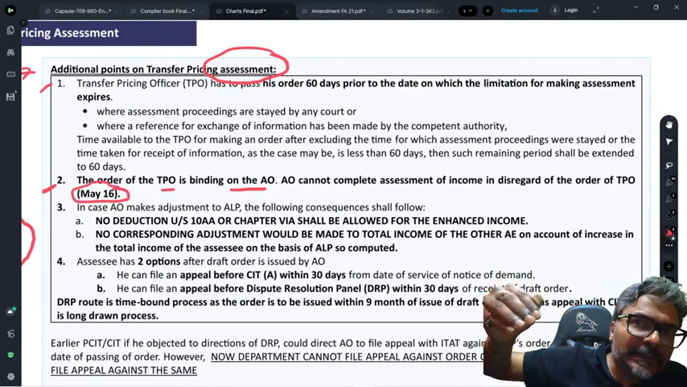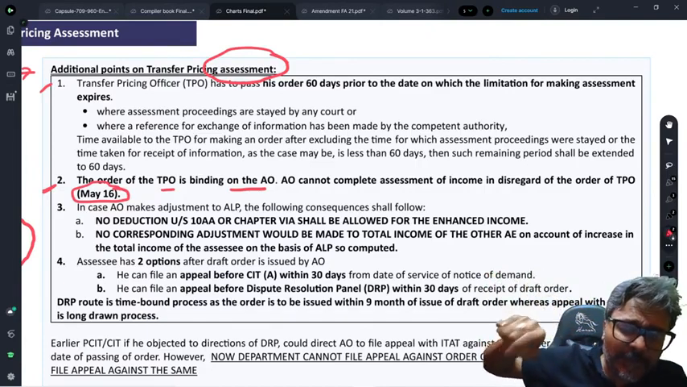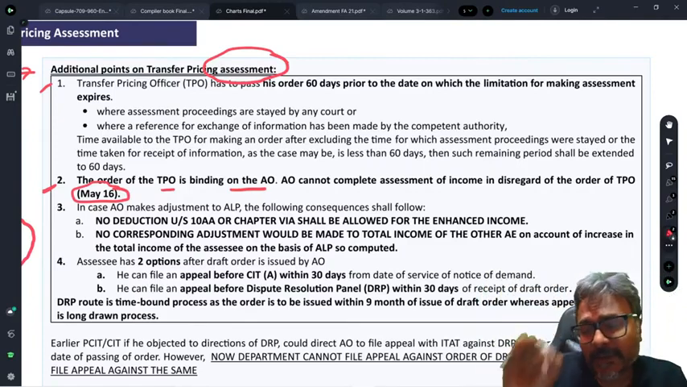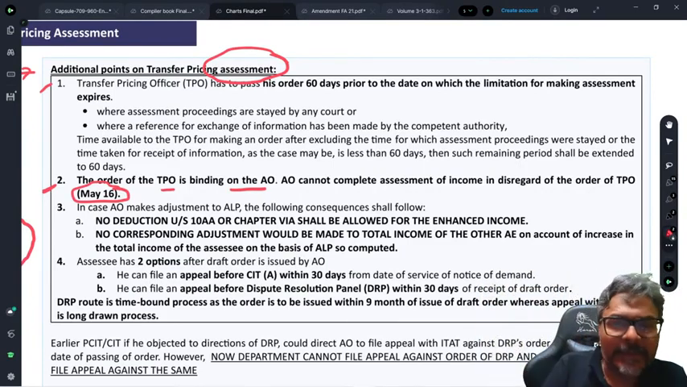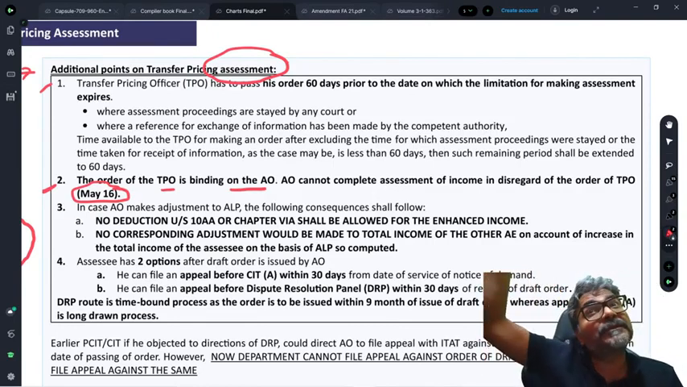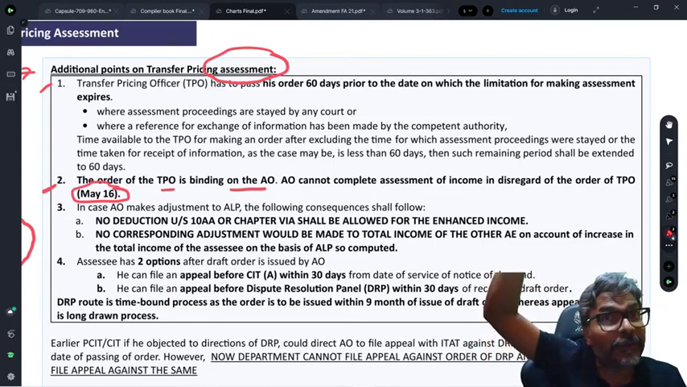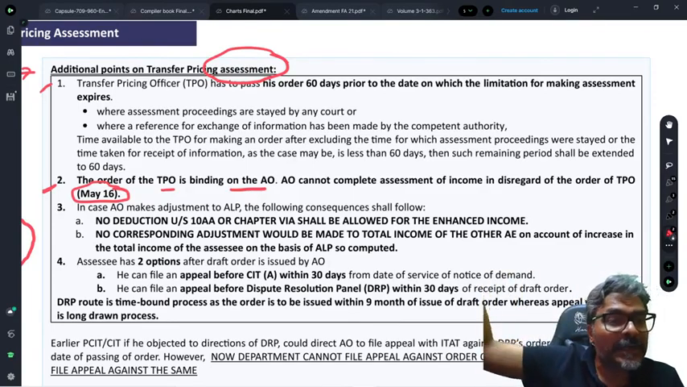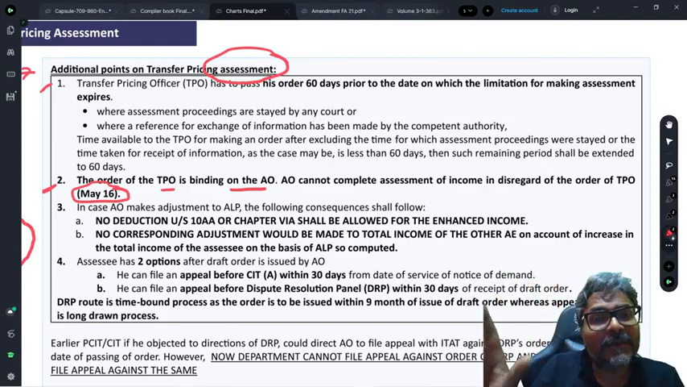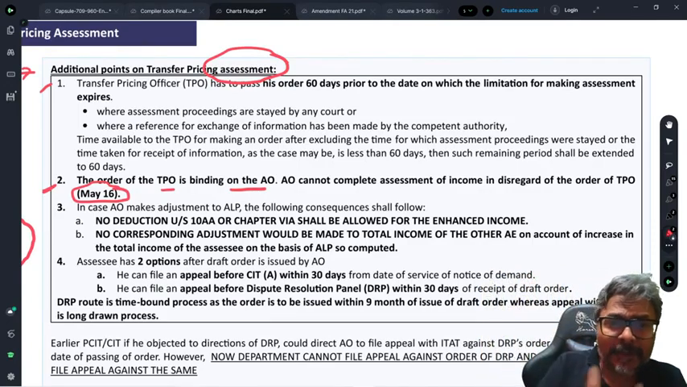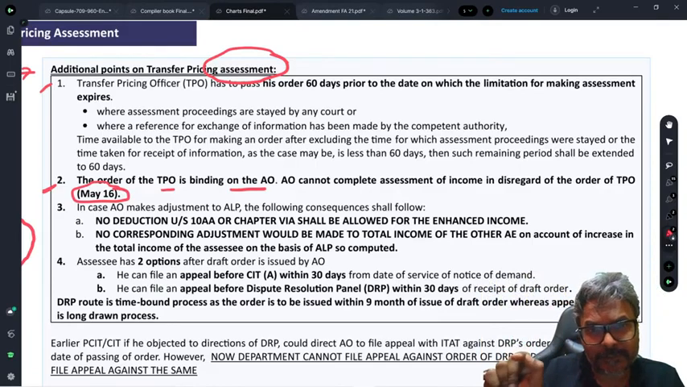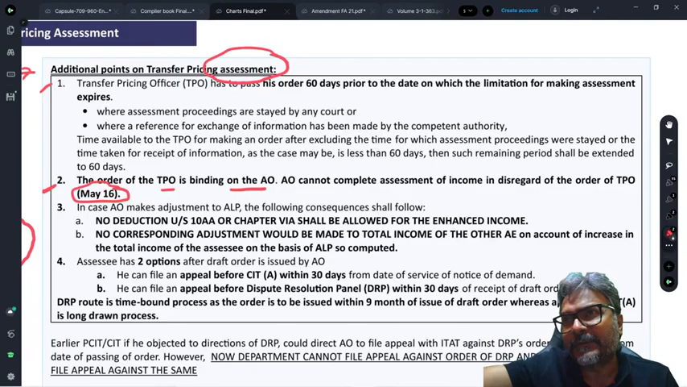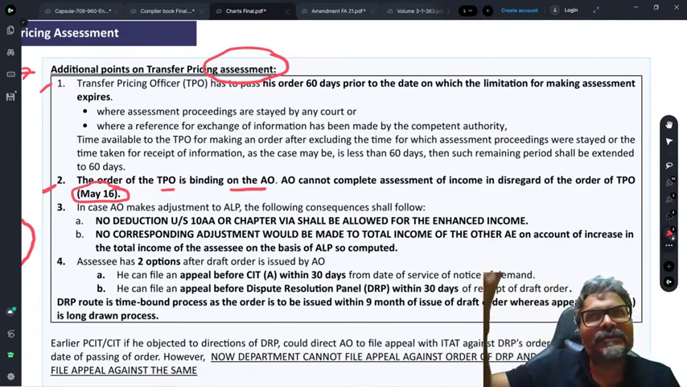Here the assessing officer gives a reference to the transfer pricing officer. Similarly, the assessing officer also gives a reference to the valuation officer. I think many of you are aware that in the assessment procedure, the assessing officer also gives a reference to the valuation officer. So the reference which the assessing officer gives is, number one, in the context of transfer pricing, to the transfer pricing officer, and second, he can also give the reference to the valuation officer.